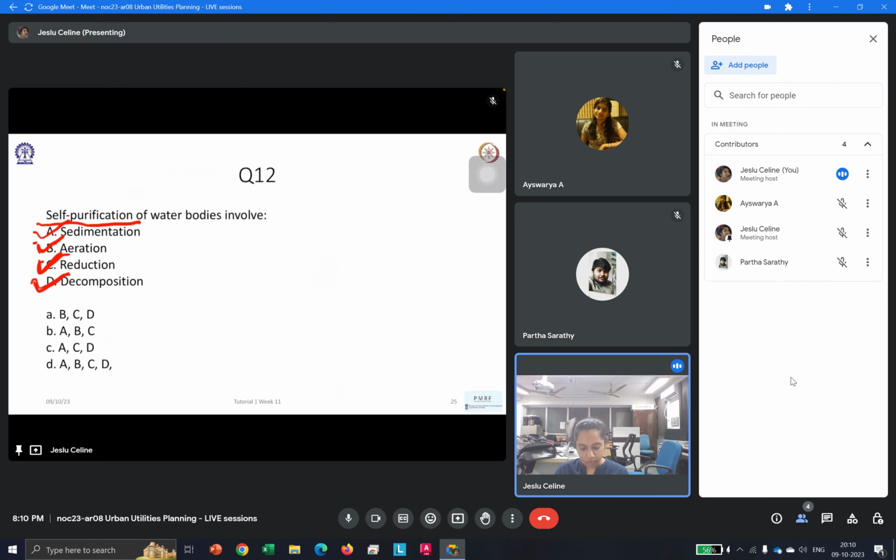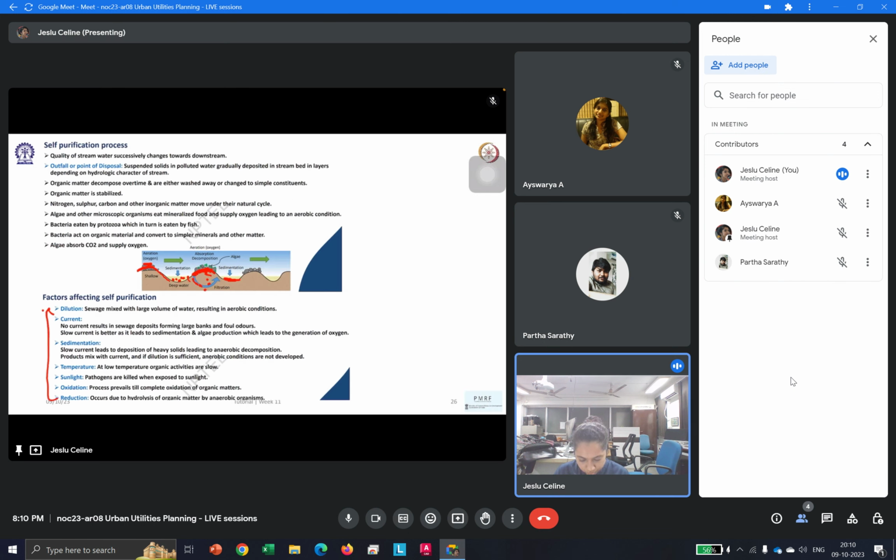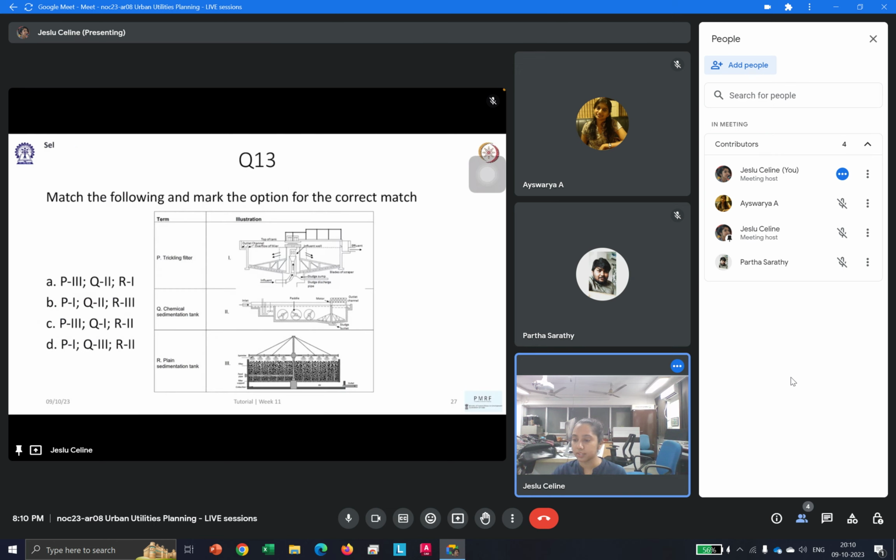Okay, so that's what is given over here. You have dilution, then sedimentation, the temperature, oxidation, reduction. So all these factors play a critical role. Yes, so let's proceed to the next question, question 13. Match the following and mark the option for the correct match. So you have trickling filter, chemical sedimentation tank, and plain sedimentation tank.